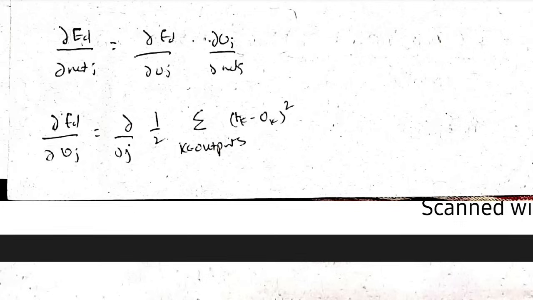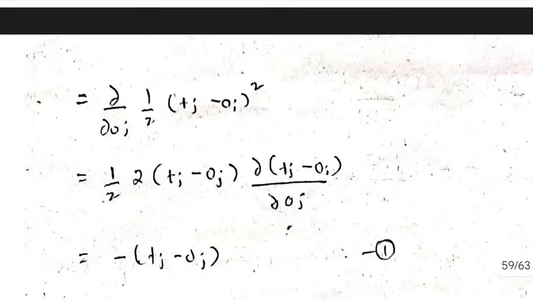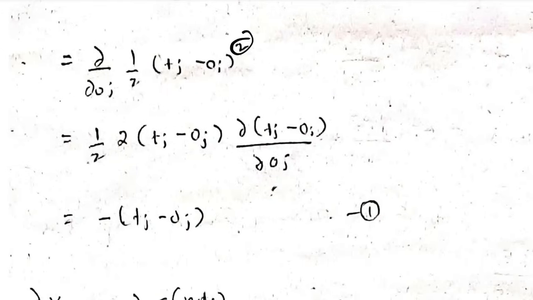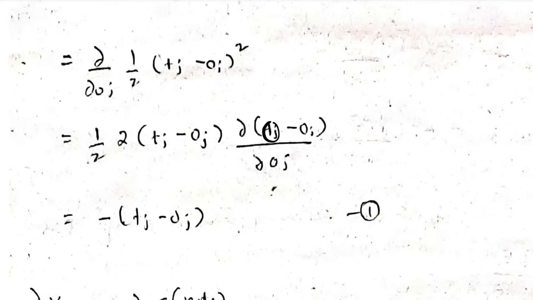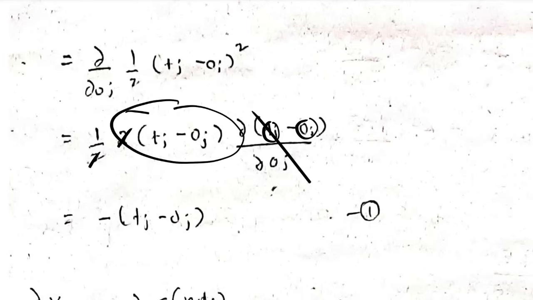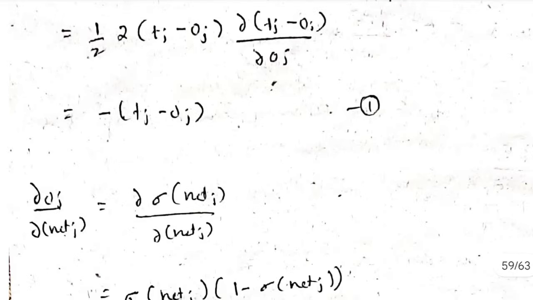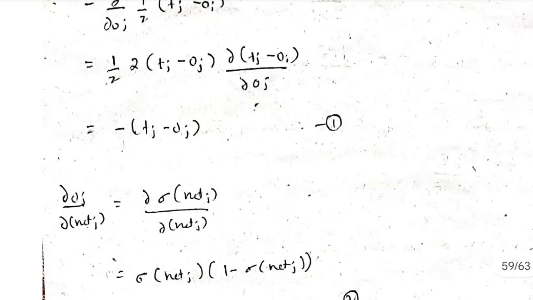Now I'll differentiate it with respect to oj. The square is here, so the square will come down and the 2 will get cancelled. I'll write the same thing again. When I differentiate this, this will become 0 and this will become -1. So this will be cut off and -1 will be there, and the minus will be outside, so it's minus (tj - oj). That's what I've written here, minus (tj - oj). So this one value I got, this was for this value.